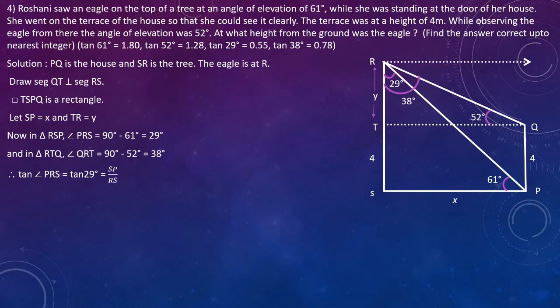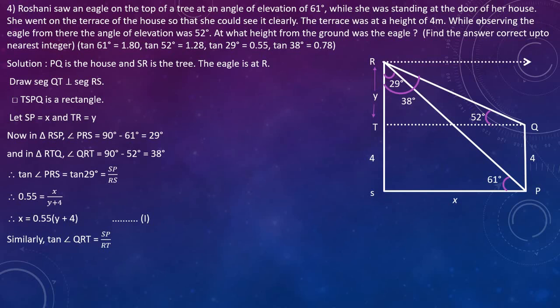So now let us consider triangle RSP. In triangle RSP, tan of angle PRS is equal to opposite upon adjacent. The opposite side of this angle is SP and the adjacent side is RS. So tan of 29 degrees is equal to SP upon RS. Now let us substitute the value, tan 29 degrees, which is equal to 0.55, equal to SP, which we have considered as X, upon RS, which we have considered as Y plus 4. Now by rearranging the terms, we get the value of X as 0.55 into Y plus 4. Let us consider it as equation 1.